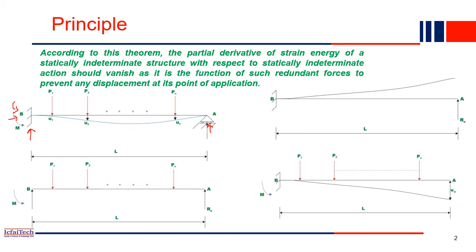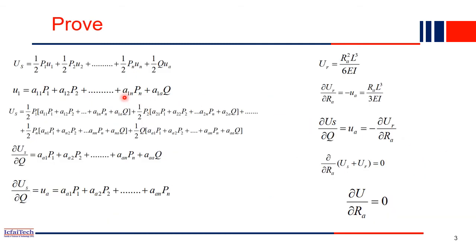So let's prove the derivation. We already saw the energy, the work done by the external force, as we discussed. So the total energy, we call it capital U, is equal to half into total P. Let me just draw the beam quickly. We are talking about a cantilever beam, which has one end fixed, and we have multiple loads, P1 and then P2, and so on, up to Pn.